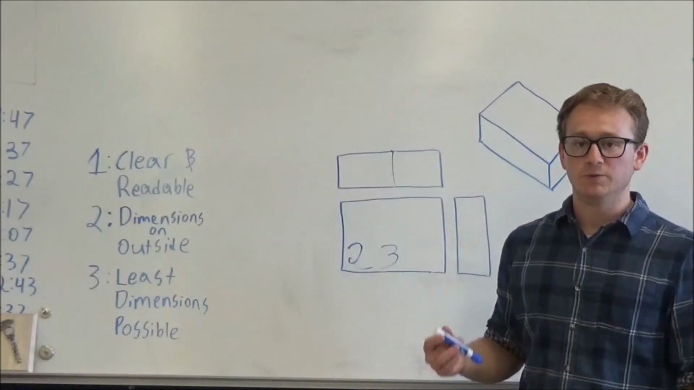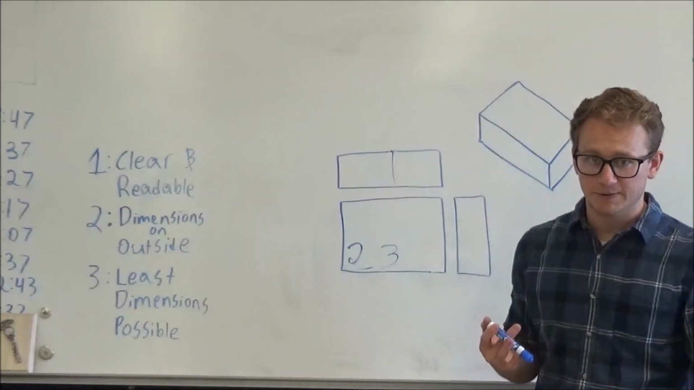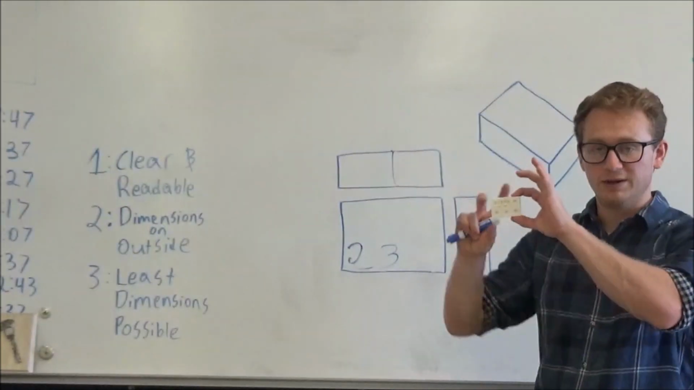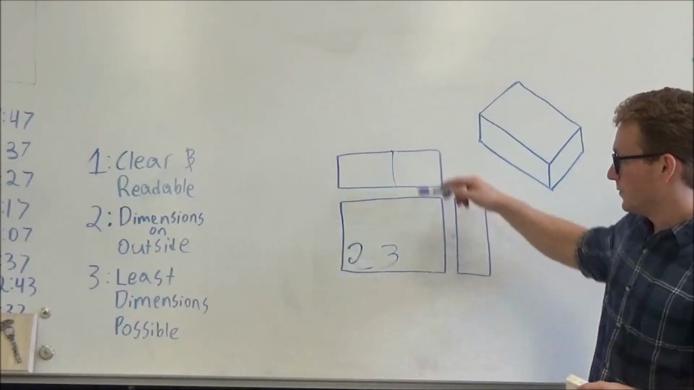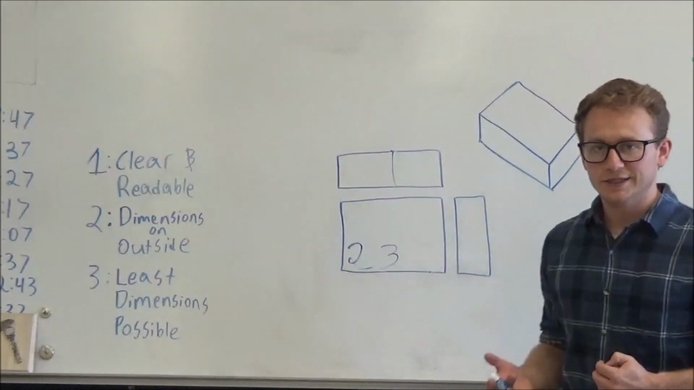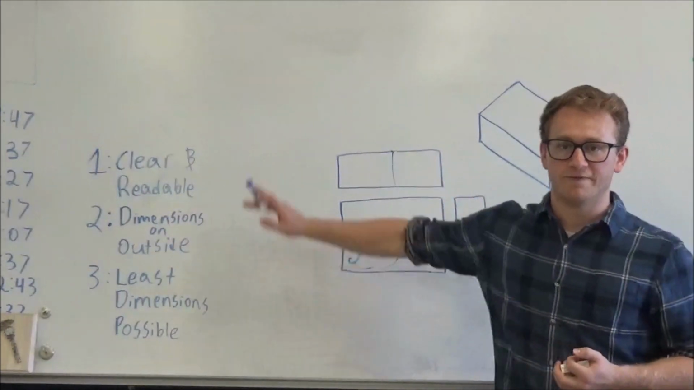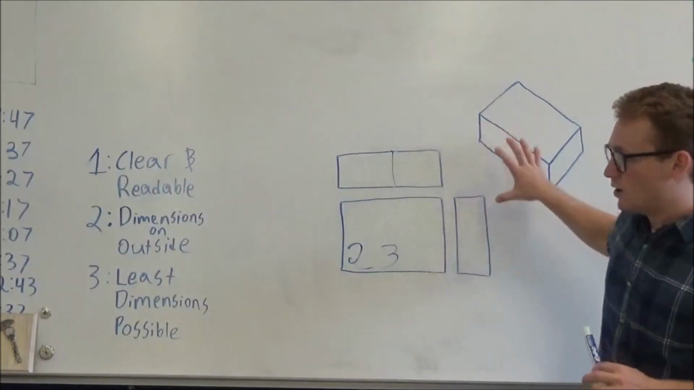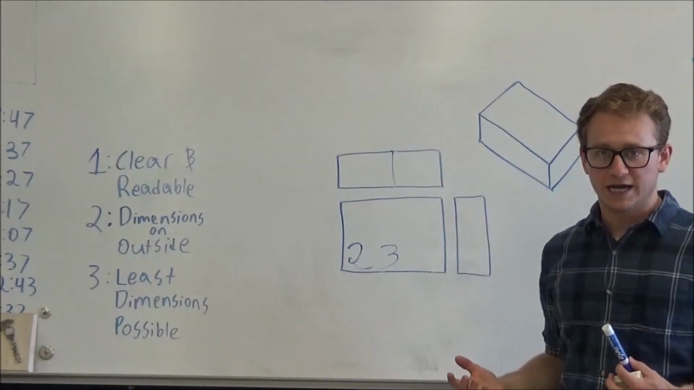Last rule. Did we use the least amount of dimensions possible? We did actually follow that, right? We have 3 measurements, 3 by 2 by 1. We wrote 3 dimensions, so we did actually follow rule number 3. But let's go over how to do this correctly so that we're following all these rules and we can clearly communicate what we want in our object based off our sketch.